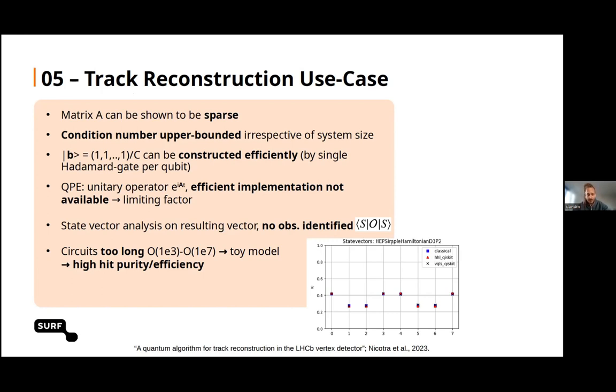So that's also nice. And with HHL, they saw that the circuits were way too long already for a super small problem. This was on the order of thousands of gates deep, and even for a minimally bigger problem, it was already into the hundreds of millions of gates. But they were able to show that they have basically 100% hit purity and hit efficiency, which are their key metrics. So that was very nice for them. And that brings me then to the final slides.